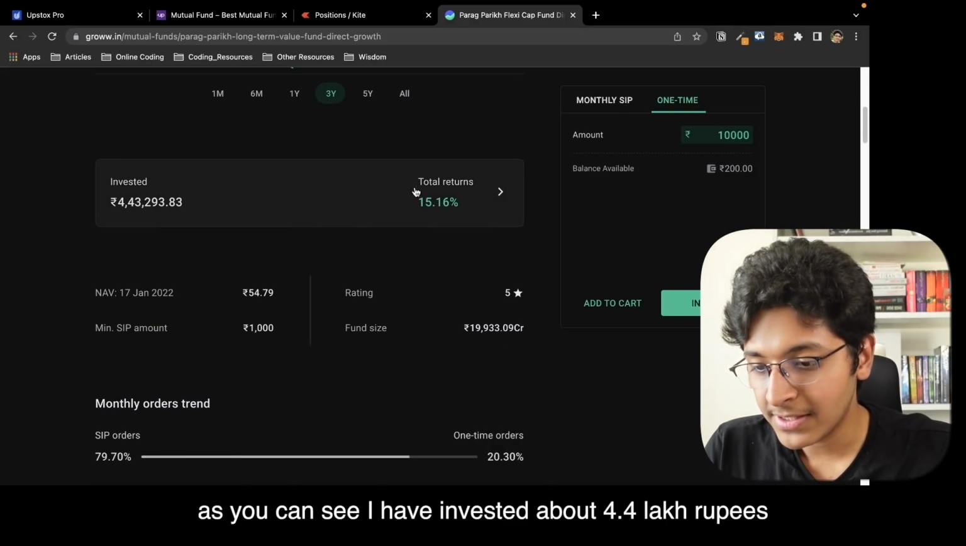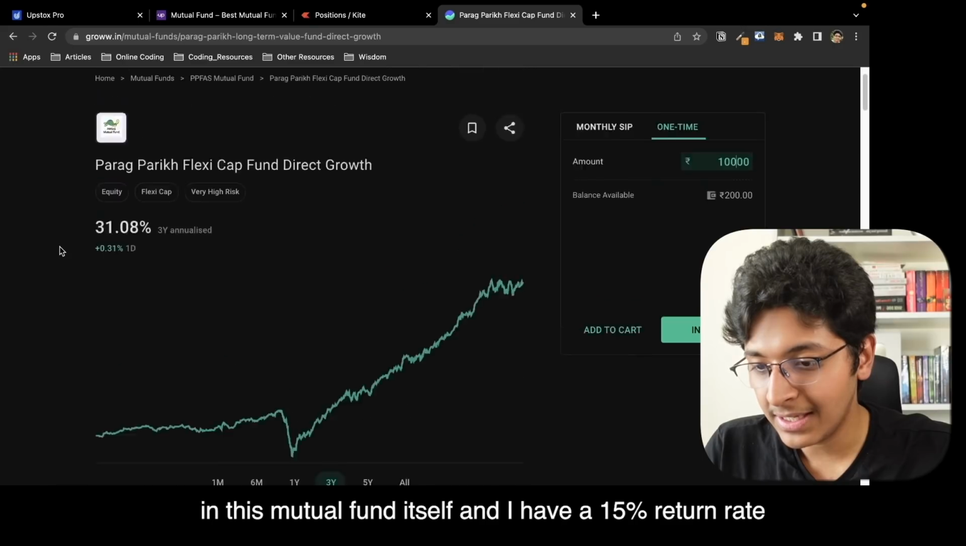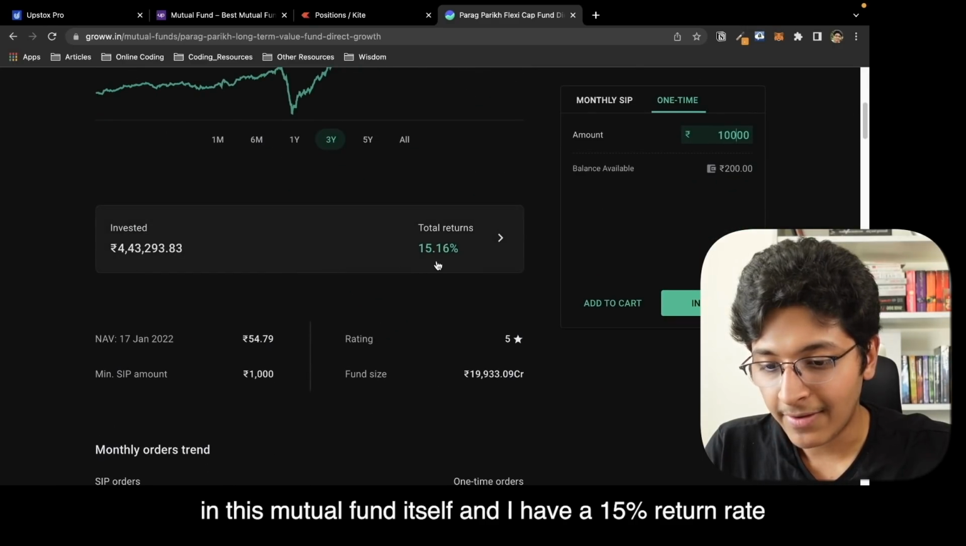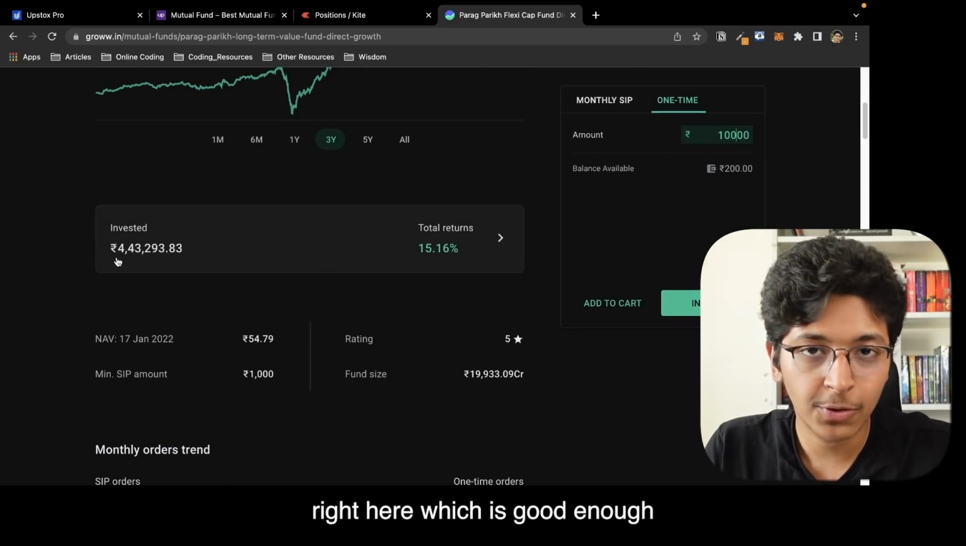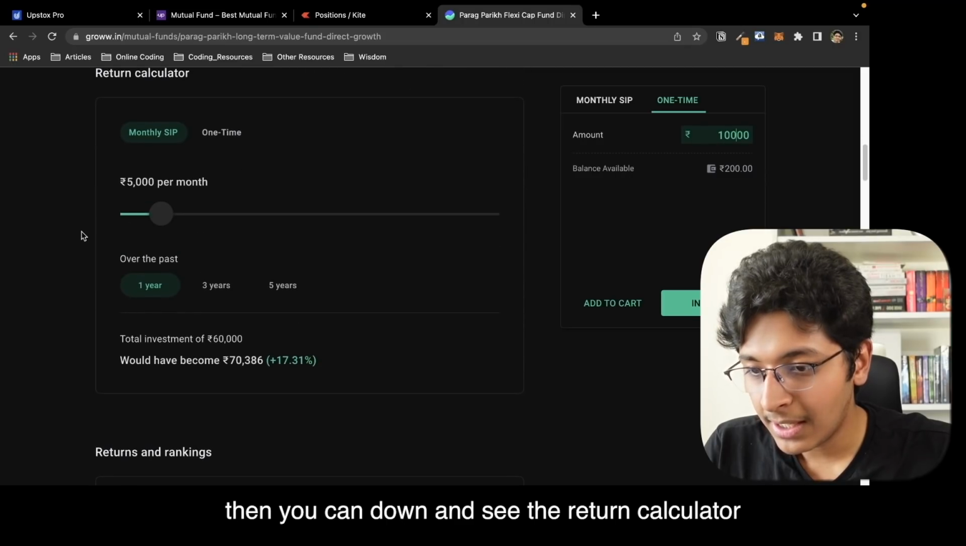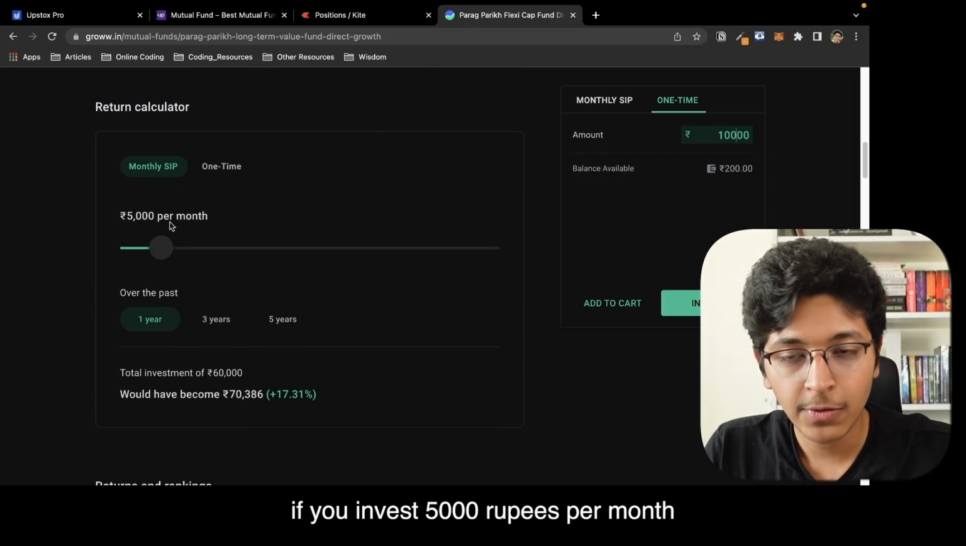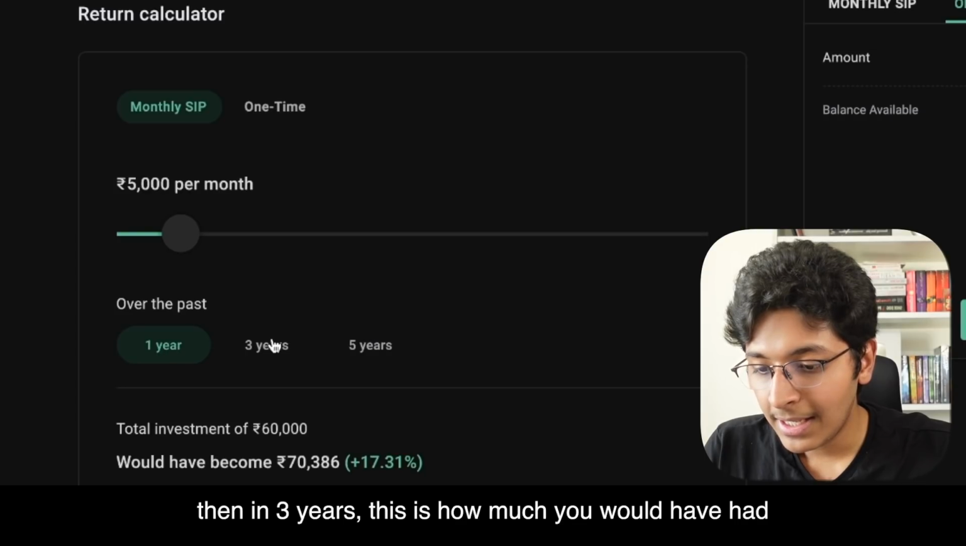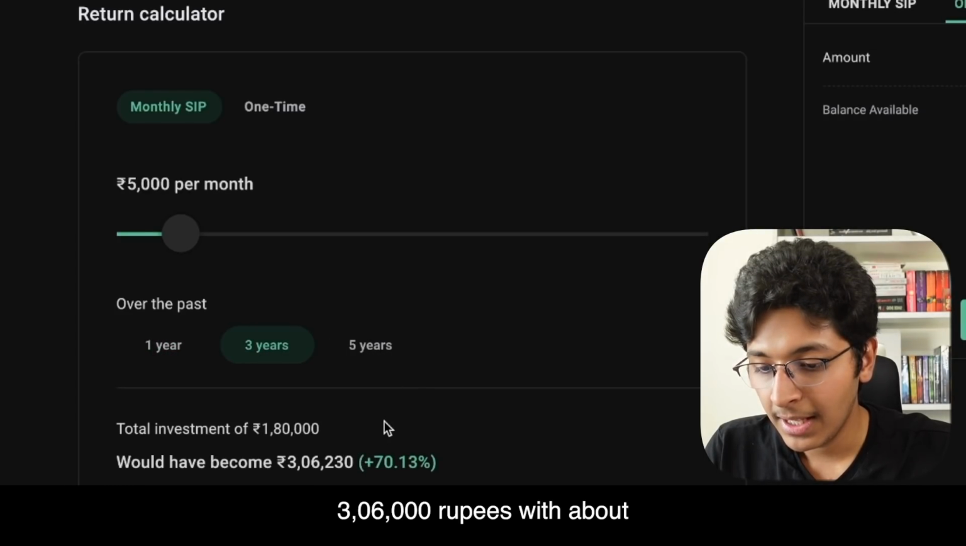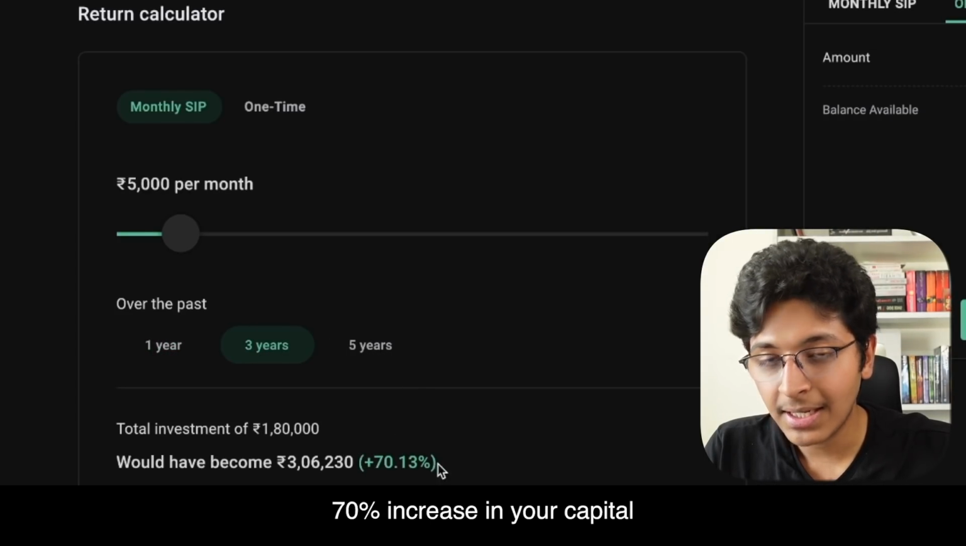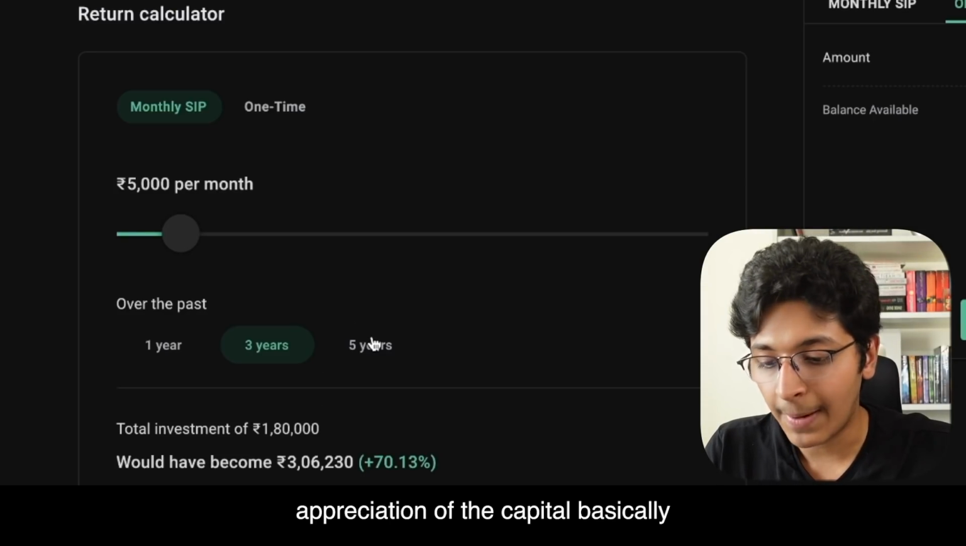As you can see, I've invested about 4.4 lakh rupees in this mutual fund itself, and I have about a 15% return right here, which is good enough. Then you can go down and you can see the return calculator. If you invest 5,000 rupees per month, then in 3 years, this is how much you would have had: 3,06,000 rupees, with about 70% increase in your capital, appreciation of the capital basically.